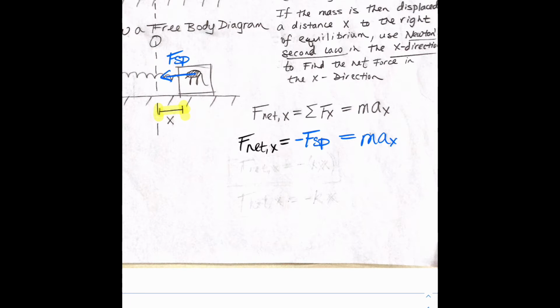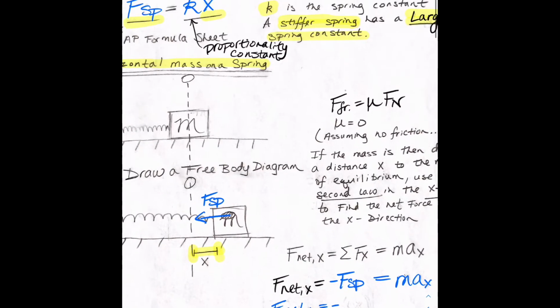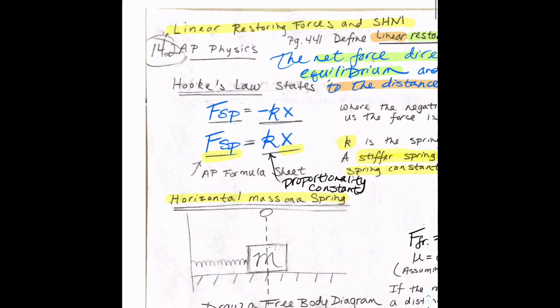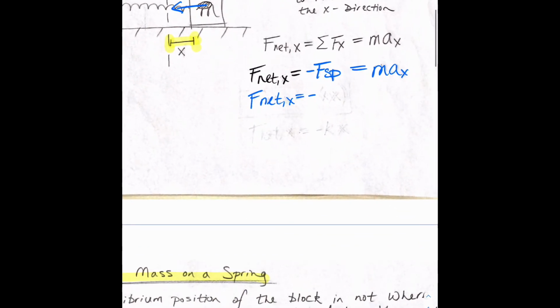We're actually just going to use this first part. So let's go ahead and rewrite this again. We can say that F net in the x direction is equal to negative force spring, as we set up here, and force spring equals kx. We aren't going to use the top one because the negative sign is already applied. And so we'll just write this as kx.